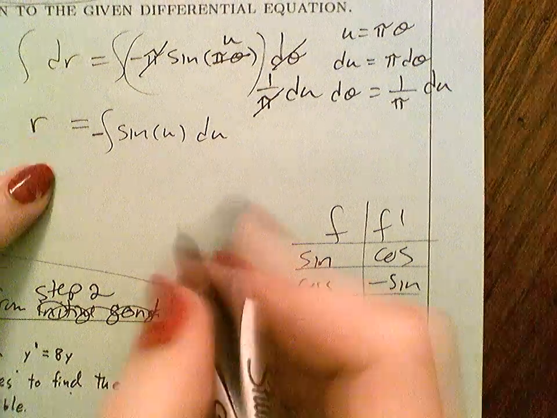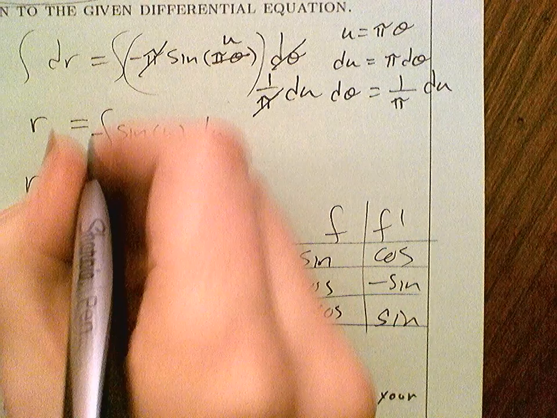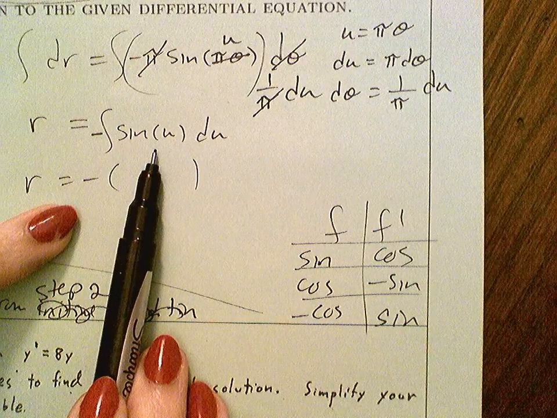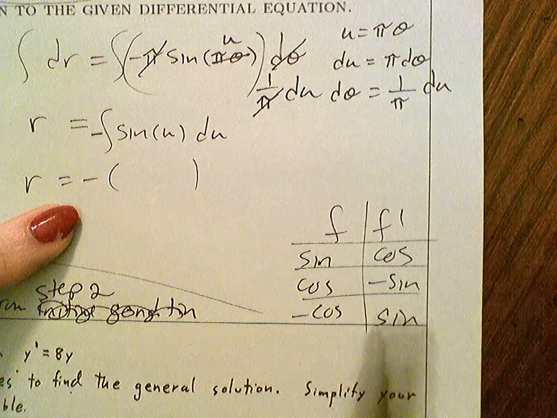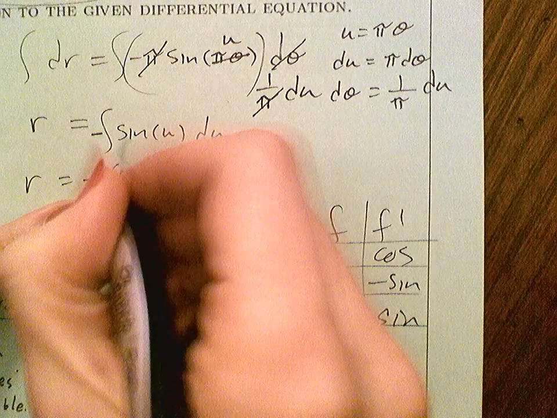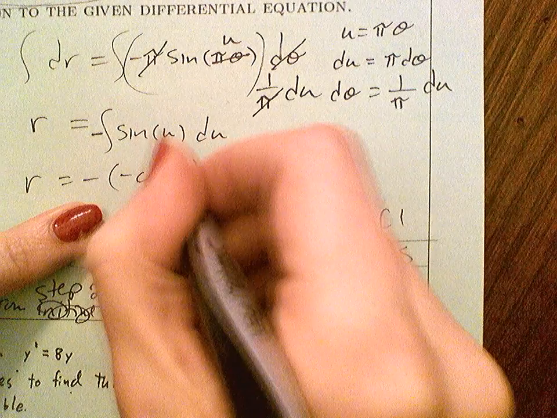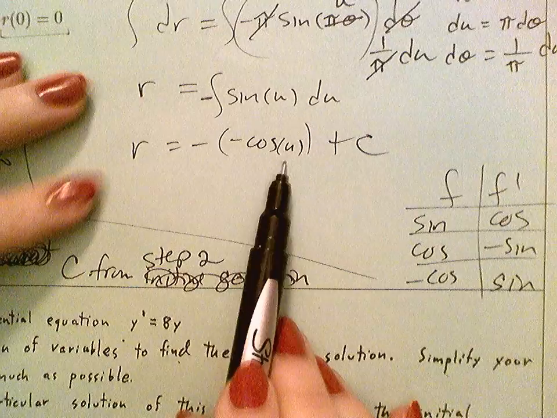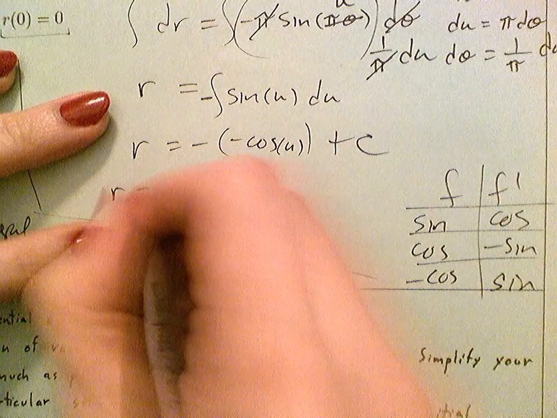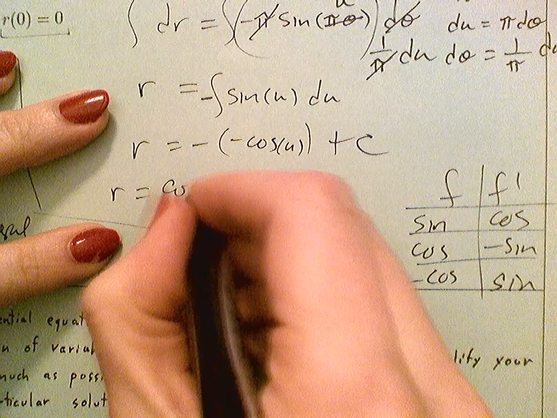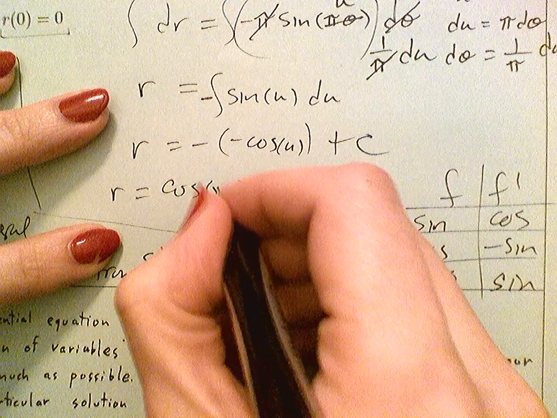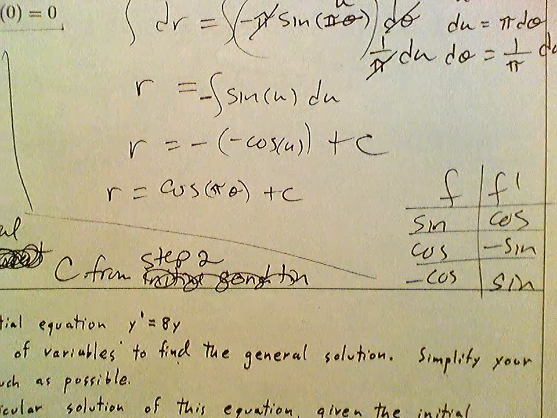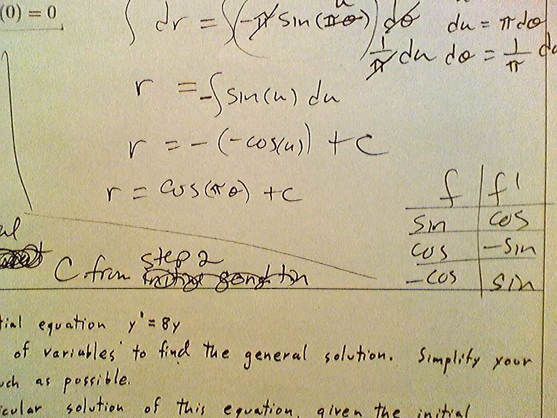So I'll bring down the r equals, bring down that negative, and then in here I'll just have the antiderivative of sine. So there's positive sine, its antiderivative is negative cosine. You could have done it a little bit differently, and then plus c. And now I can put u back in, so we get that r is equal to positive cosine of pi theta plus c. That is called the general solution.